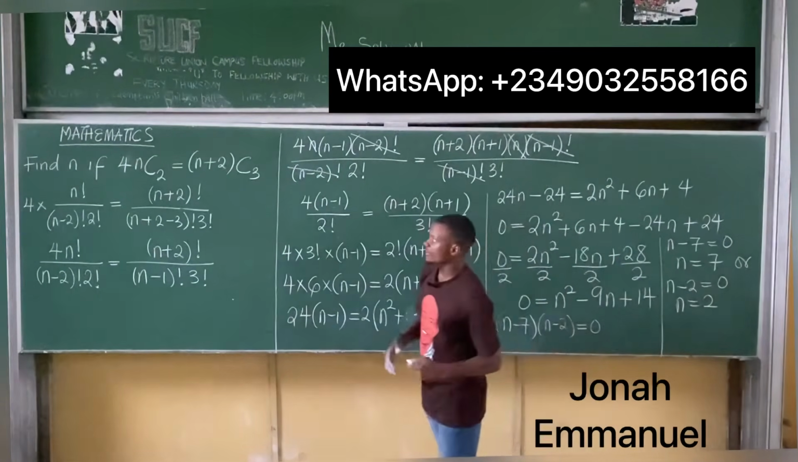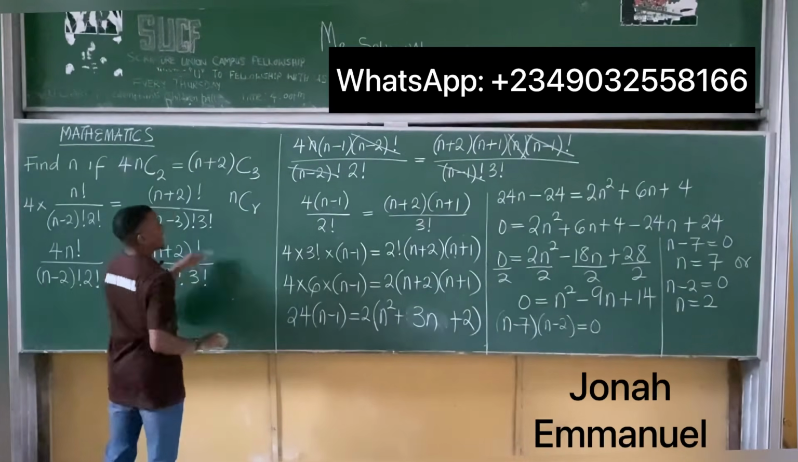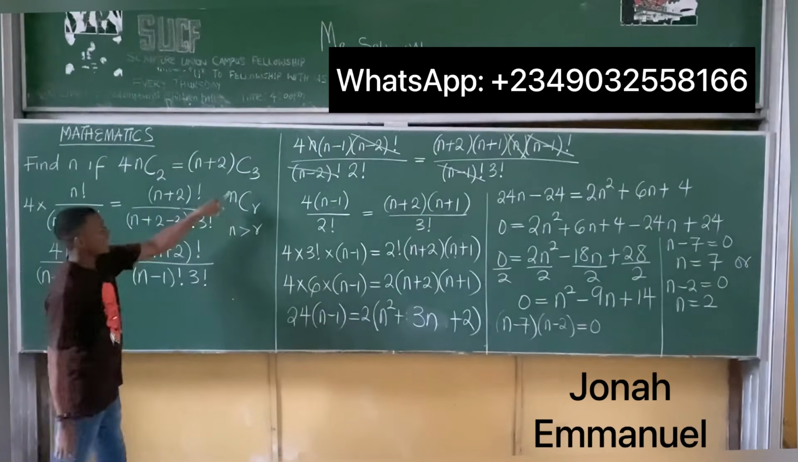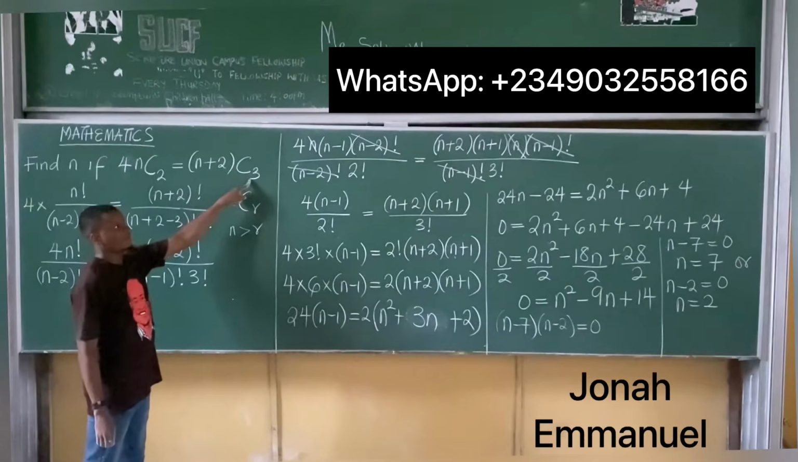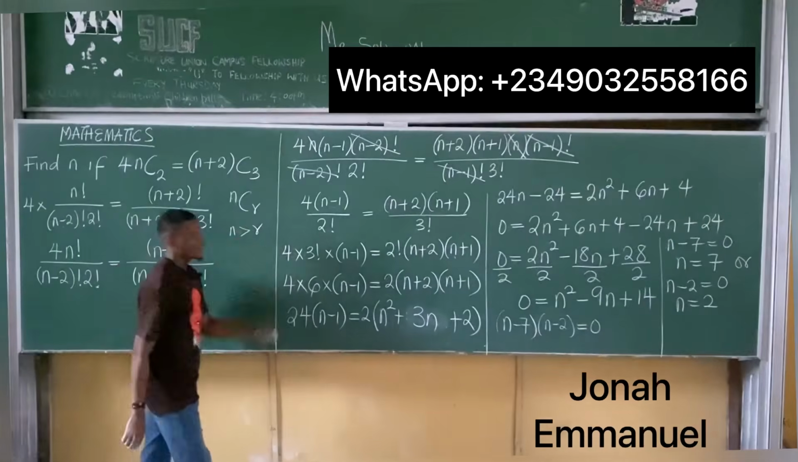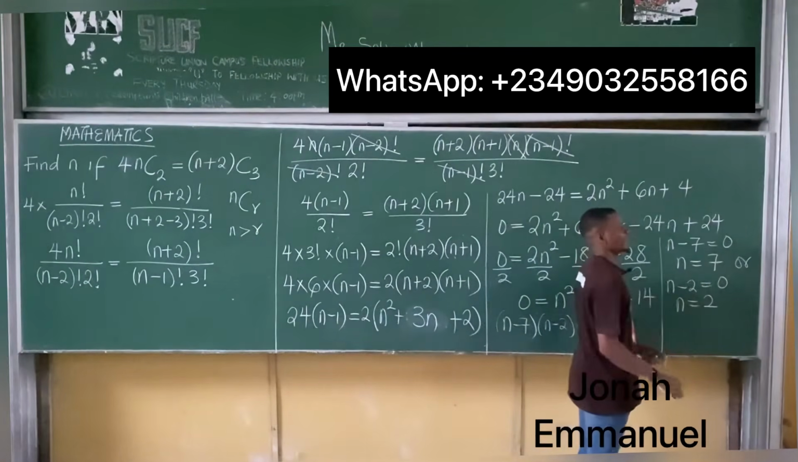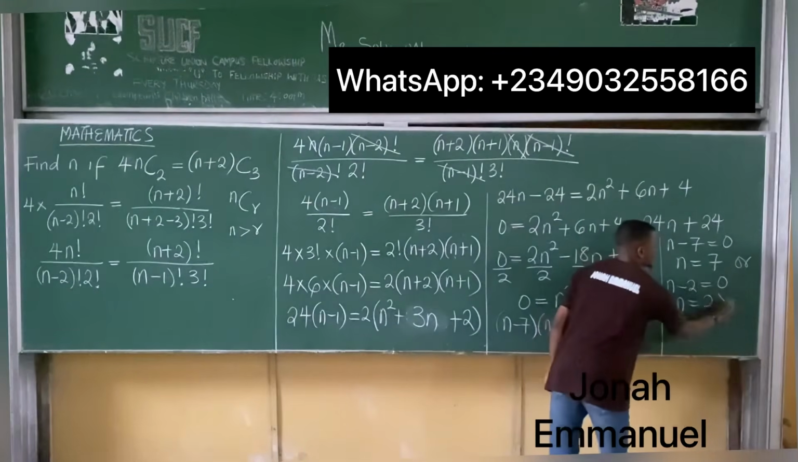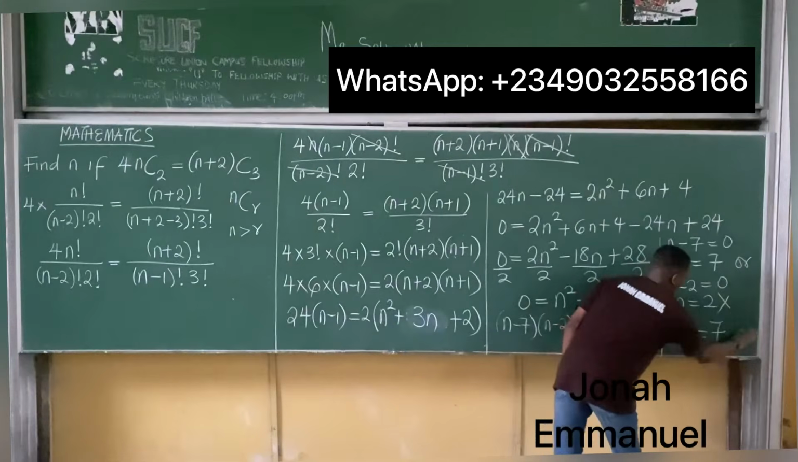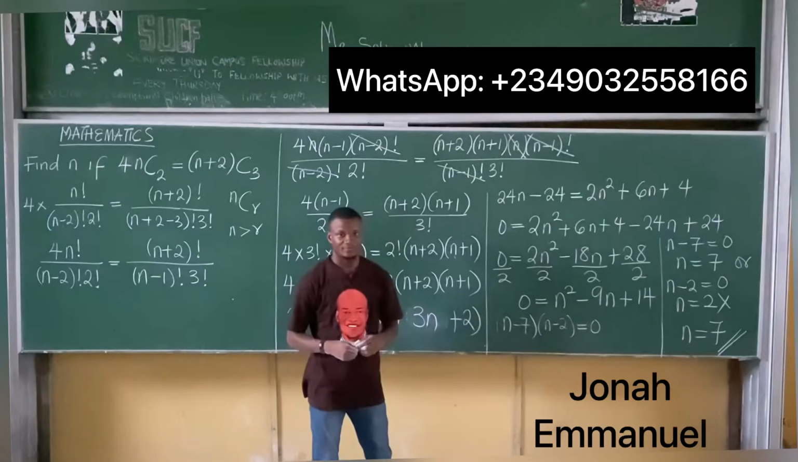But here's the thing, we know that in combination, if I have n combination r, I expect that the value of n should be greater than r. So if I look at this, r in this case is 3. So I expect that my value should be bigger than 3. If I look at this, between 7 and 2, it is 7 that is bigger than 3. So we say n cannot be 2. So therefore, n is equal to 7. All right, so that's how we solve this problem.